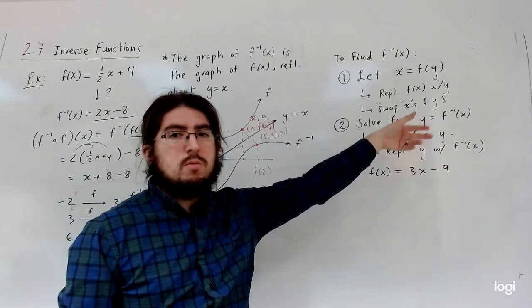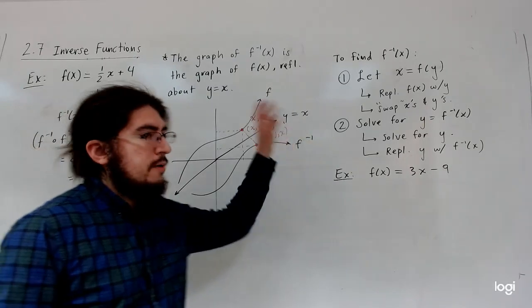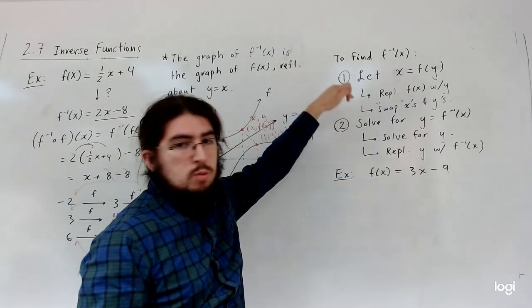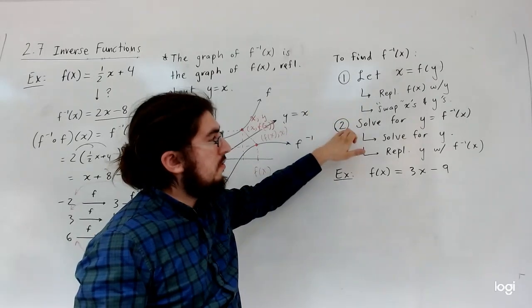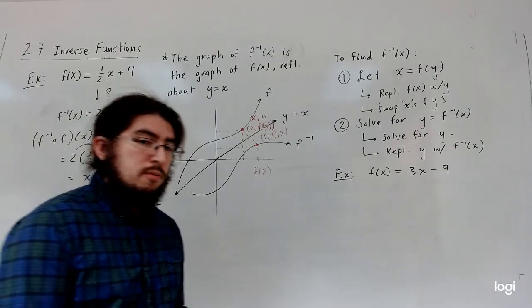Solve for y equals f inverse. So f inverse is going to be our y, basically. But in reality, the 4 steps are the following. Replace f of x with y, swap x's and y's, solve for y, and then finally replace y with f inverse. So let's see if we could follow these 4 steps.